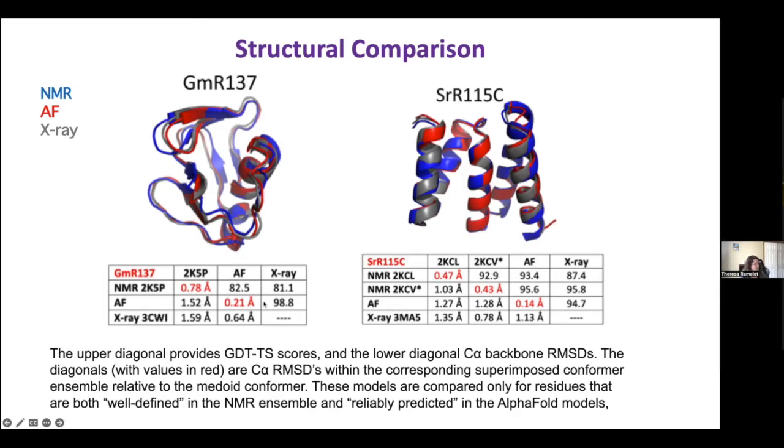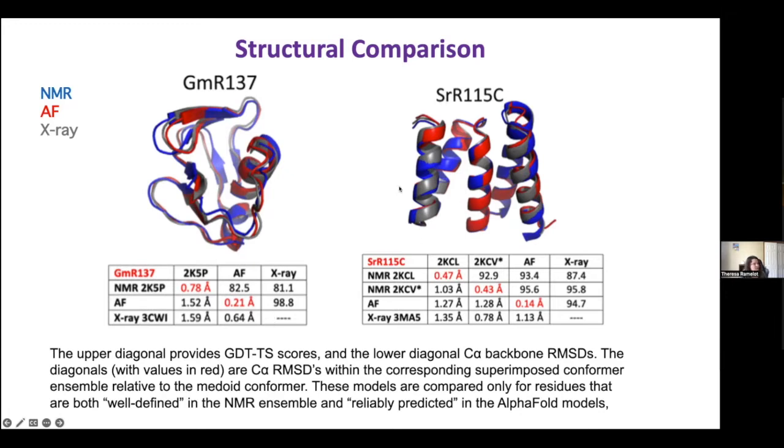So 100 would be a perfect match. So you can see here that the AlphaFold structure, which is shown in red, and the X-ray structure shown in gray are almost identical. And then if you look down here, this is the C alpha RMSD, and you can see that the X-ray structure and AlphaFold structure have a 0.6 angstrom RMSD. So of course, that's really amazing.